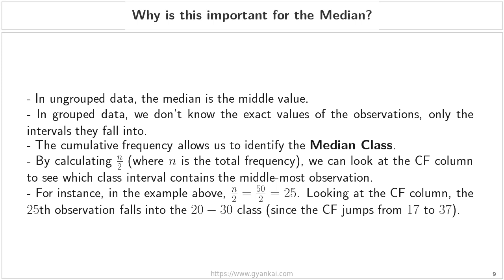Let's look back at the example we just worked through. Our total number of students, or n, was 50. So we calculate 50 divided by 2, which gives us 25. Now, let's look at our CF column from the previous slide. We can see that the cumulative frequency jumps from 17 to 37. Since our target number, 25, falls right in that jump, we know that the 25th observation must be located within the 20 to 30 marks class interval. This class is our median class.